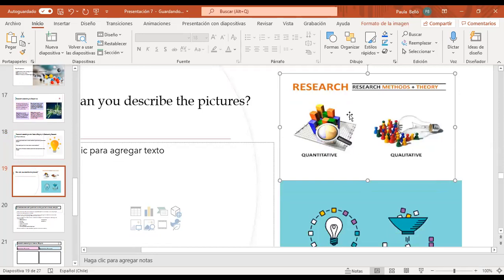Quantitative is more, I don't know, put more focus on specific things, and qualitative is more general. Both are focused but different. What are you focusing on here?